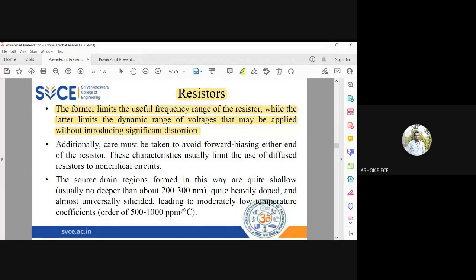So additional care must be taken to avoid forward biasing either end of the resistance. Forward biasing will result in heavy current flow. Then the ultimate purpose of fabricating a resistor is going to be lost.